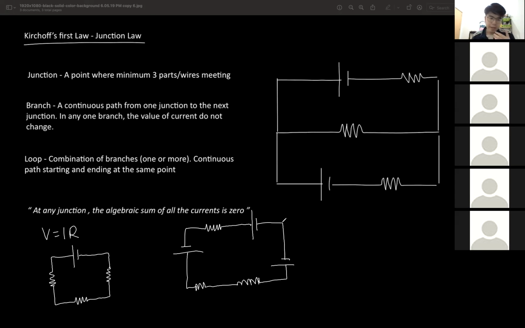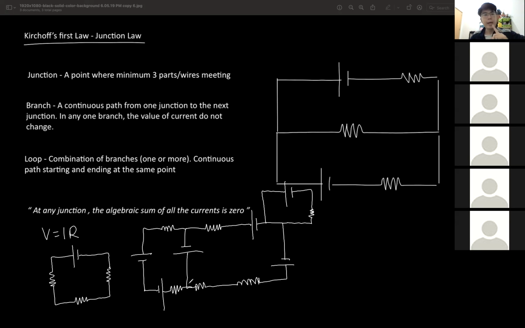Now, what if I extend a little bit more? I can extend here, I put one more resistor, another battery here, like this. And I branch out from here also, and I add one more battery and one more resistance. It can be in many forms. So this is an example of a complex circuit. When you have a complex circuit, you cannot use Ohm's law to calculate the current.